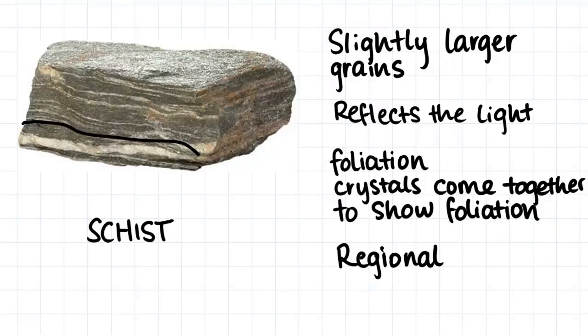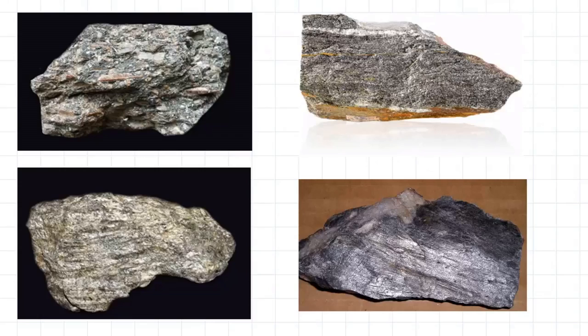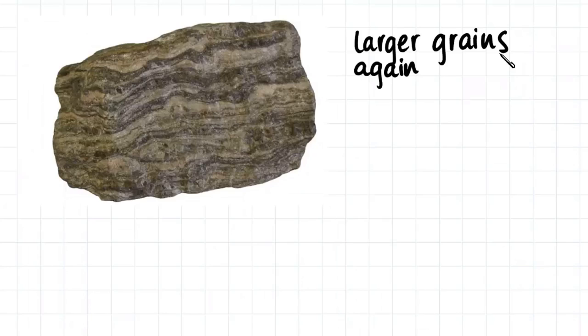This sample is a schist. Schist is characterized by having foliation and for having developed crystals or mineral types that will reflect the light. Therefore, we can say quite confidently that this is a schist. Here are some more samples of schist. In each sample we can see foliation, and the reflective minerals which have developed through regional metamorphism.